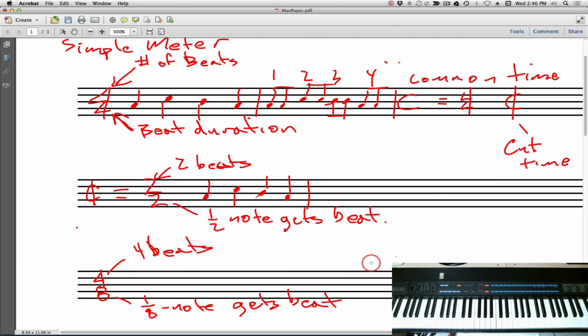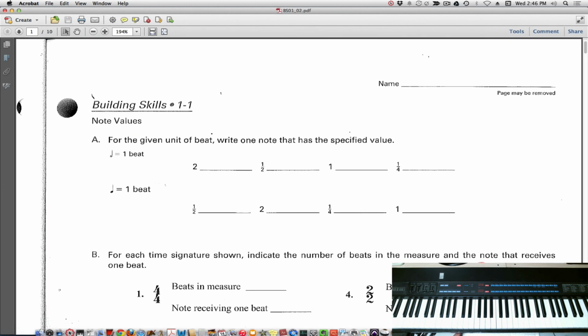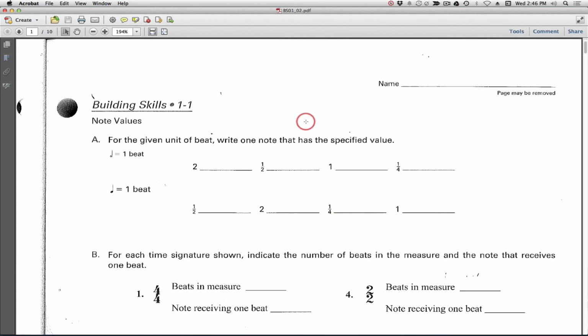There's a little exercise that I want to show you. Actually, it's a worksheet that you'll be able to fill out. And let me just pull that up quick here. This is a worksheet that talks about the different types of meters. And these are all simple meters. They're all meters where the beat is divided in half.